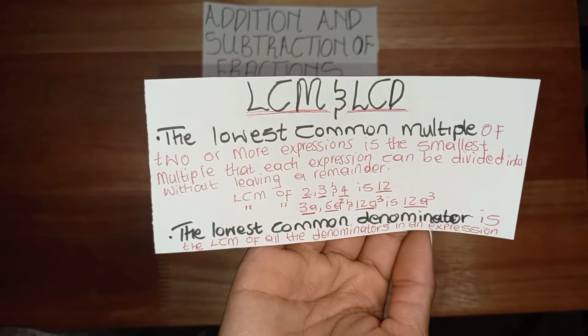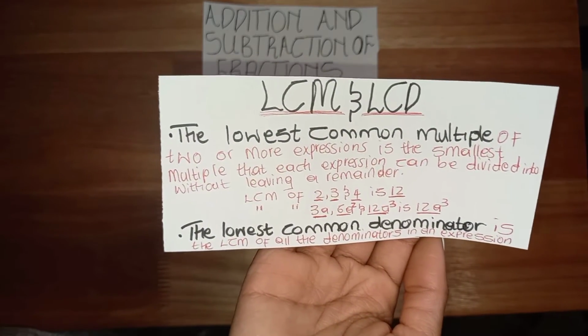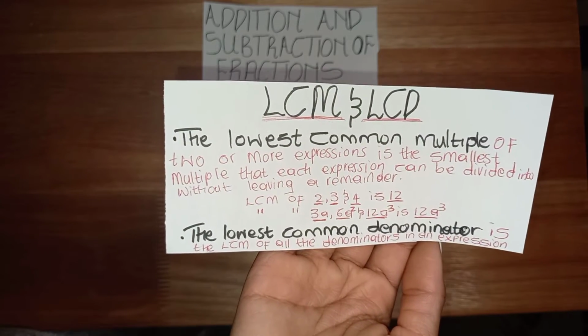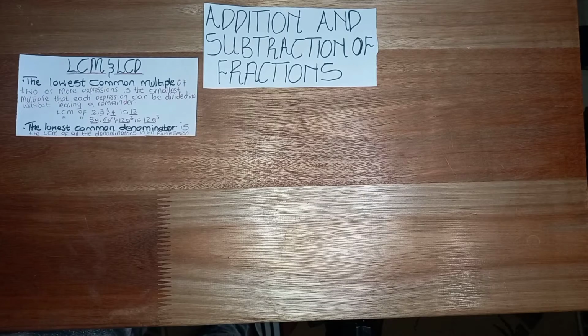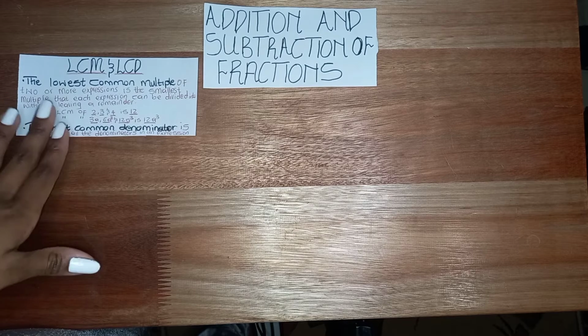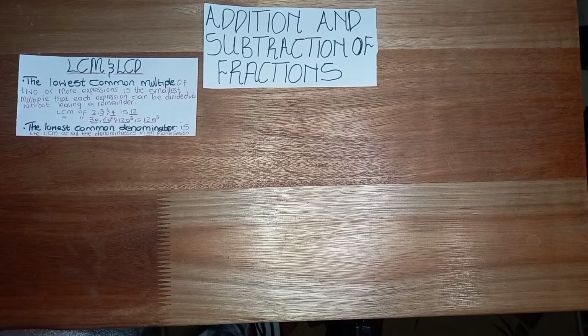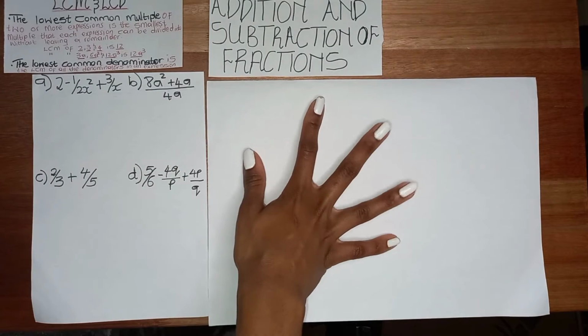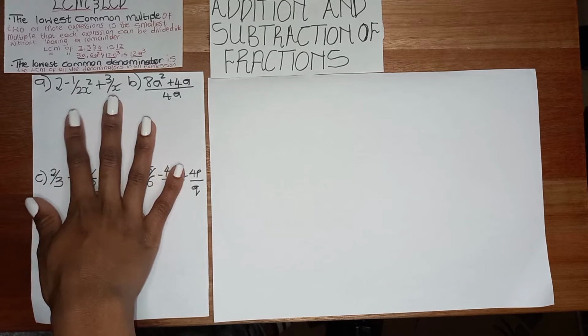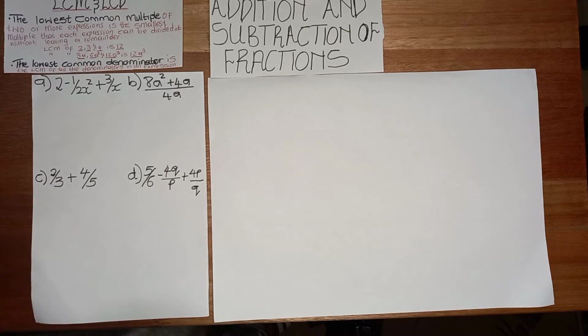LCD and LCM are basically the same thing, but when we're dealing with fractions, we just call it an LCD. In fractions, you cannot add or subtract fractions when the denominators are not the same, which is where the lowest common multiple, or rather the lowest common denominator, comes in. So let me grab my questions where we'll be working them out together. I'm just going to be answering here on this paper, and here we'll be calculating the LCDs.